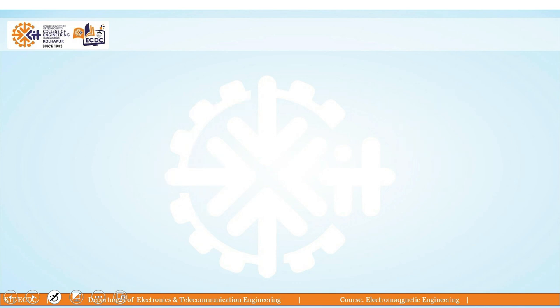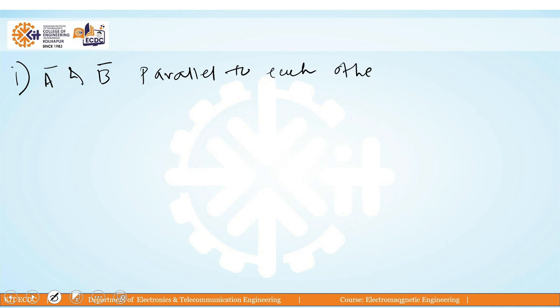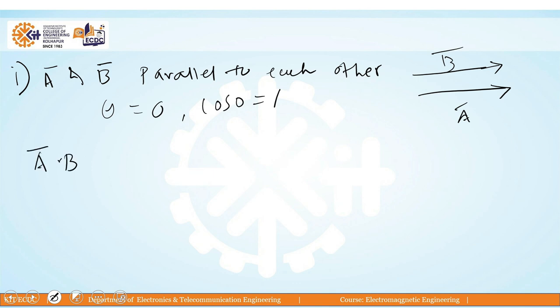We will see different cases of this dot product with different angles. In our first case, suppose vector A and vector B are both parallel to each other. Graphically we can show it like this: this is vector A and this is vector B. What will be the angle between these two? When two vectors are parallel to each other, the angle between them is always zero. So if theta is 0, cos 0 is 1, and therefore the result of the dot product A bar dot B bar is AB. So when two vectors are parallel to each other, the result of the dot product is the product of the magnitudes of the two vectors.